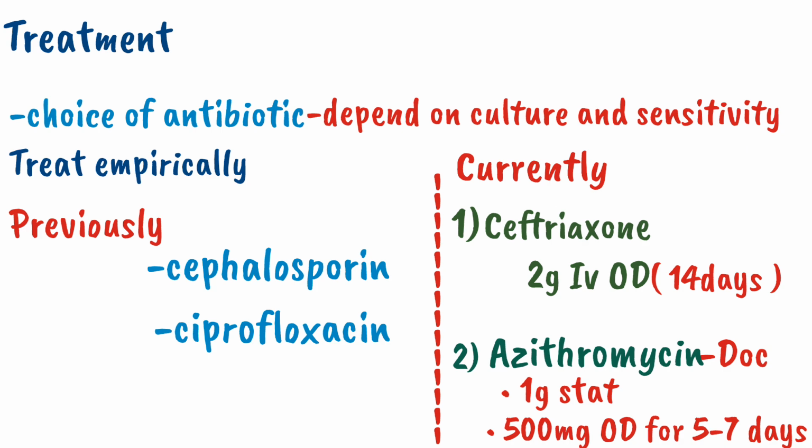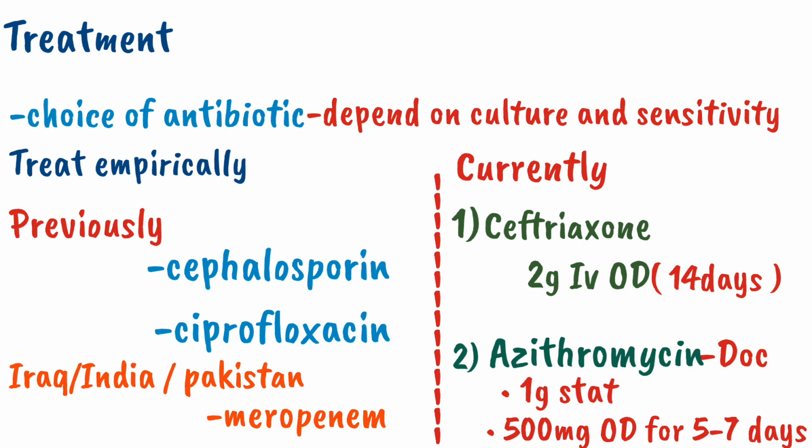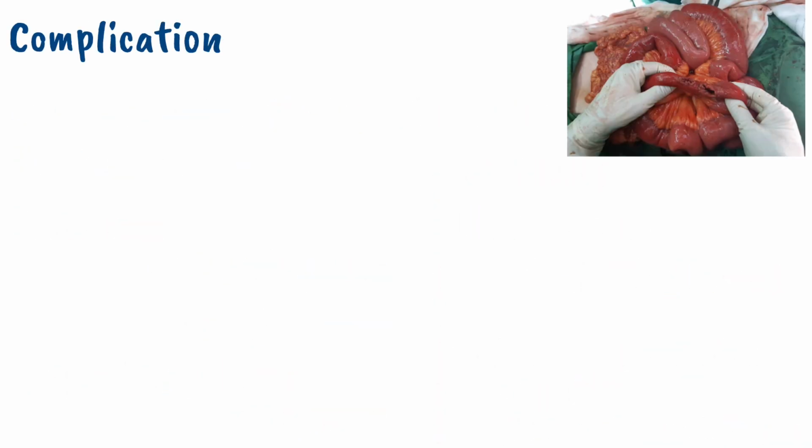Most of the time the patient shows response to ceftriaxone and azithromycin, but if the patient is not responding, we should wait for culture and sensitivity, and we give an antibiotic based on culture and sensitivity. Recently, in specific regions of the world such as Iraq, India and Pakistan, there are certain strains of Salmonella typhi which are resistant to even ceftriaxone and azithromycin. So in these patients we can use meropenem. It was all about the treatment of typhoid fever.